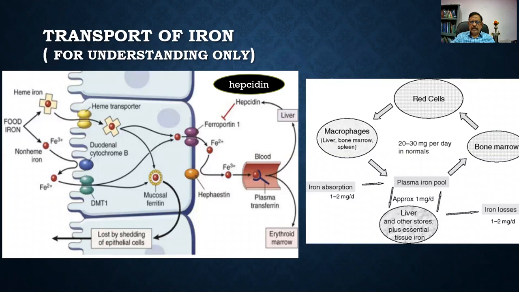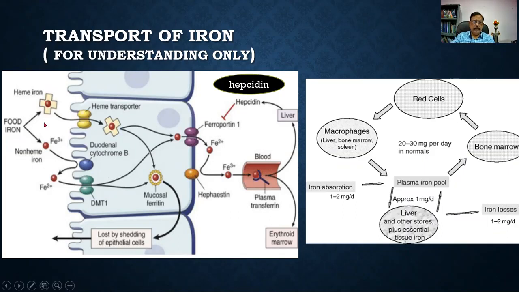This is just a recapitulation. It may be more important under iron deficiency anemia. This is a mucosal epithelial cell, this being the luminal surface, and this is the basement membrane and the lamina propria. You find that there will be receptors for iron, and there are basically two types of iron.